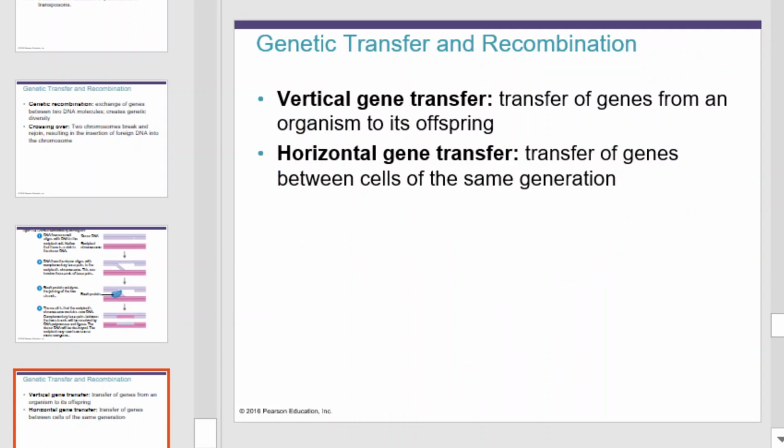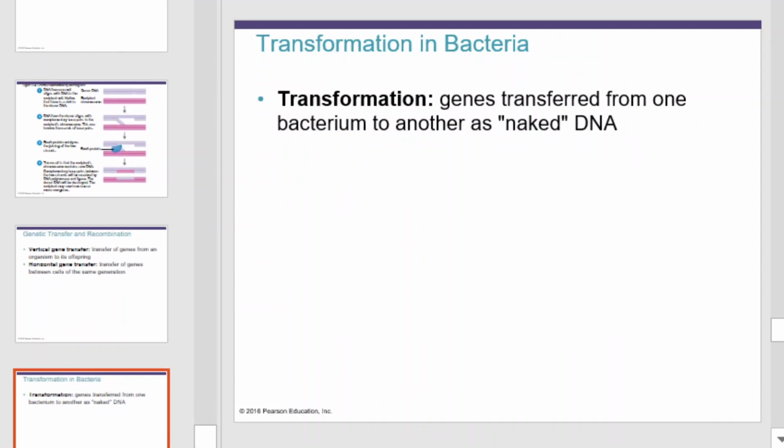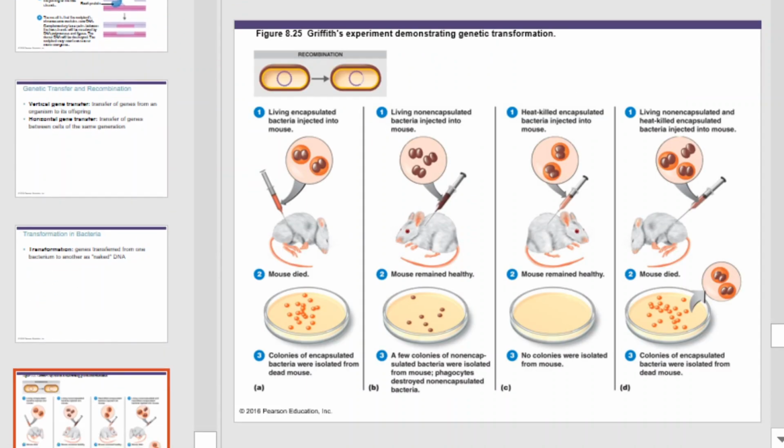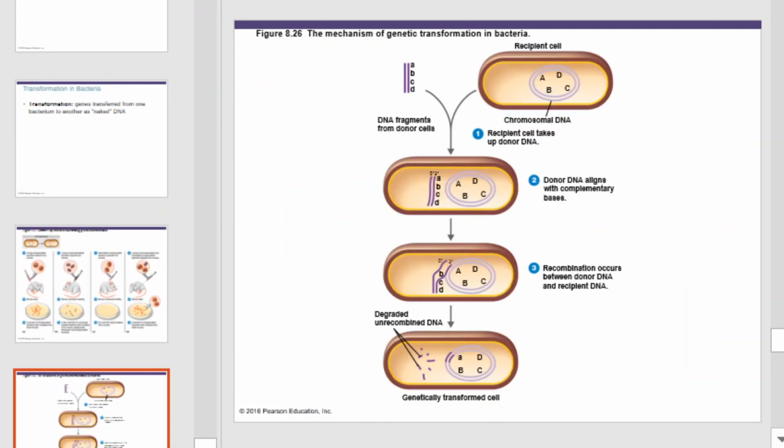Vertical gene transfer is the transfer of genes from an organism to its offspring. Horizontal gene transfer is the transfer of genes between cells in the same generation. Transformation. Transformation occurs when genes are transferred from one bacterium to another as naked DNA. Transformation was first seen in Griffith's experiments on pneumonia-causing bacteria in the early 1900s. The mechanism of genetic transformation in bacteria is illustrated here.